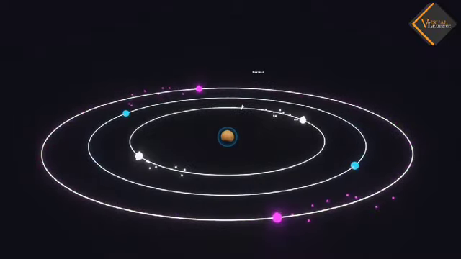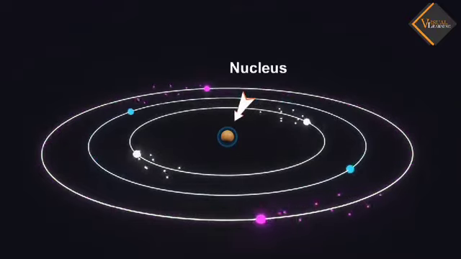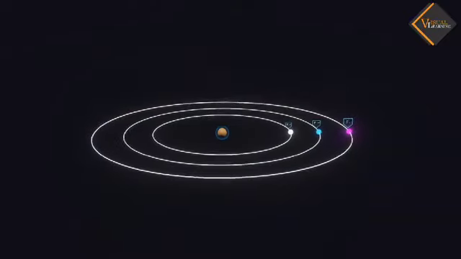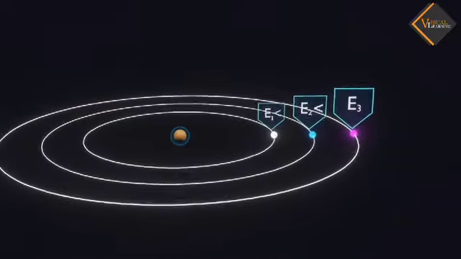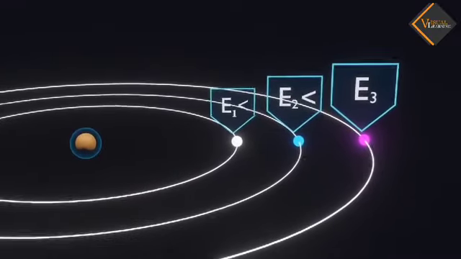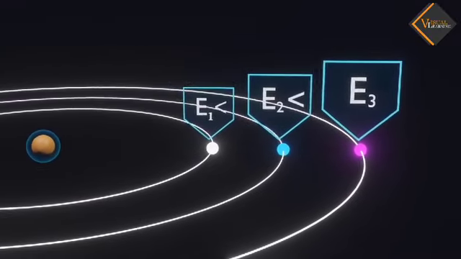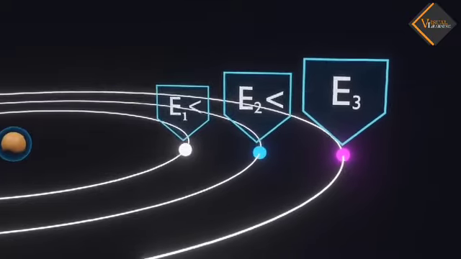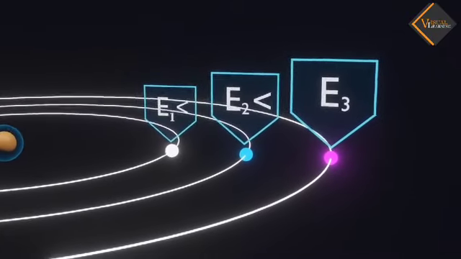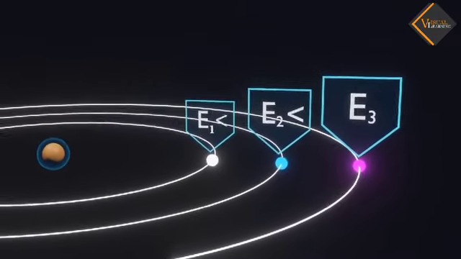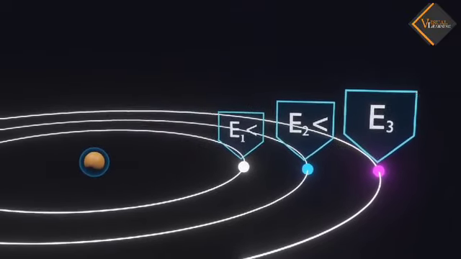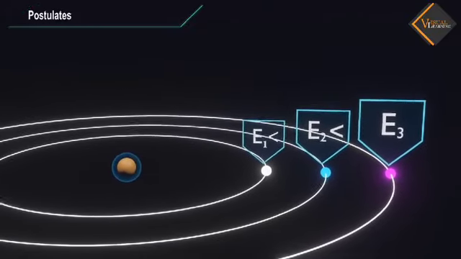Bohr's model consists of a small nucleus surrounded by negative electrons moving around the nucleus in orbits. Bohr found that an electron located away from the nucleus has more energy, and the electron which is closer to nucleus has less energy. Niels Bohr put forward the following postulates about the model of an atom.